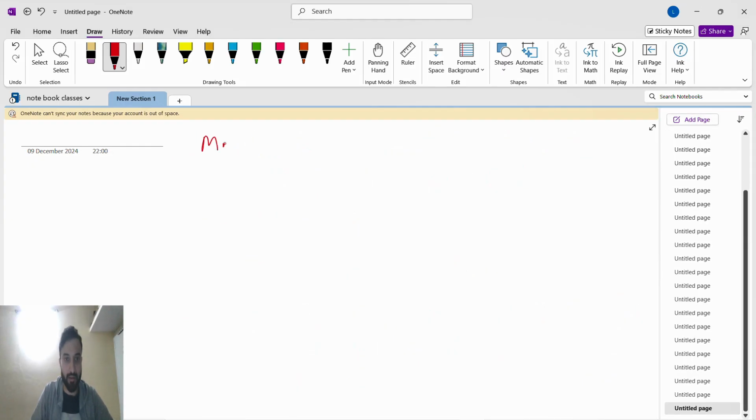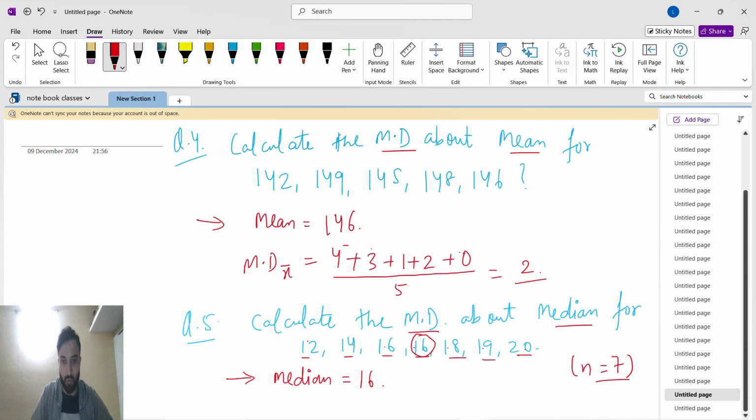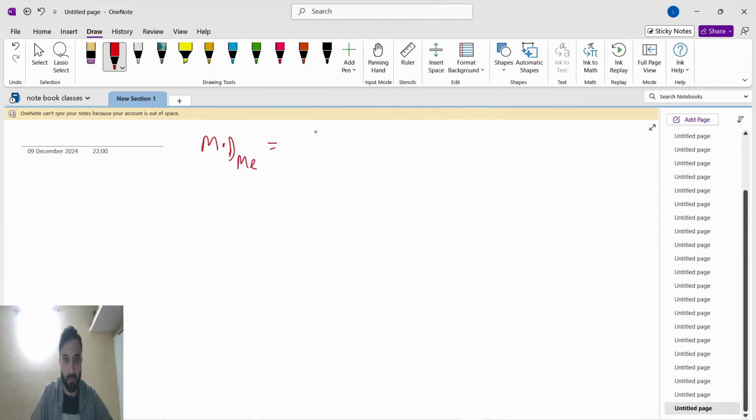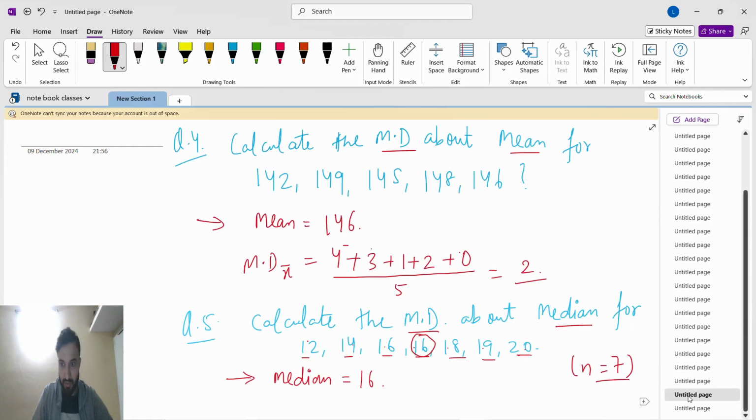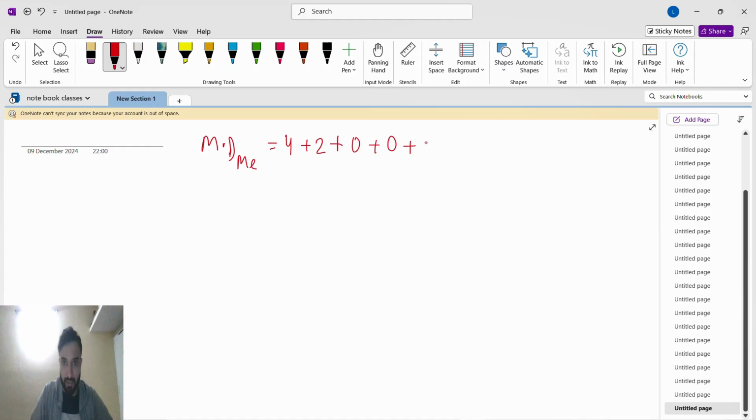Now we just have to find the mean deviation about median. We know how to find it. So 12 minus 16 is 4. Then the next observation is 14. 14 minus 16 is 2. Then we have 16, so that is 0. Again 16, so 16 minus 16 is 0. Then 18, 19, 20. So 18 minus 16 is 2, 19 is 3 and 20 is 4.